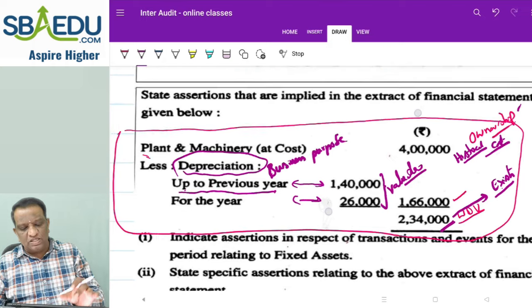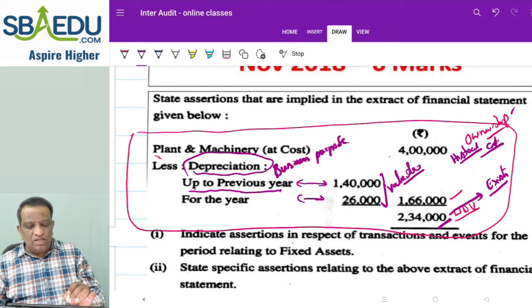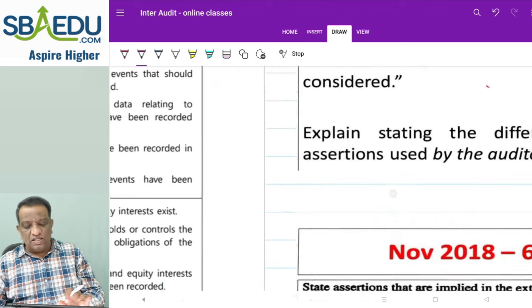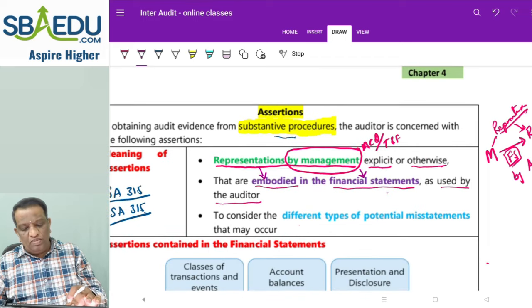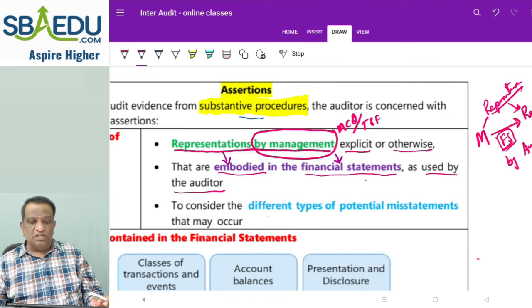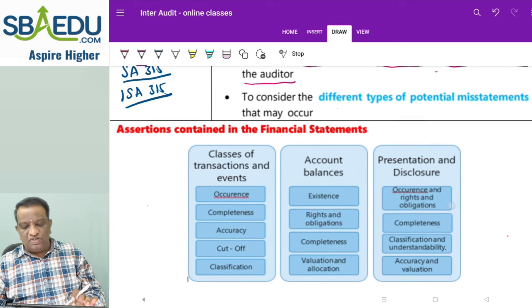So all the auditor's skill lies in seeing what the management wants to represent by giving this number, and whether it is true, and whether they are trying to provide any misleading information. So this is what these assertions are. Now if we go back, what are my assertions? I'm repeating. Assertions are nothing but the representations by the management which are embodied in the financial statements and used by the auditor.